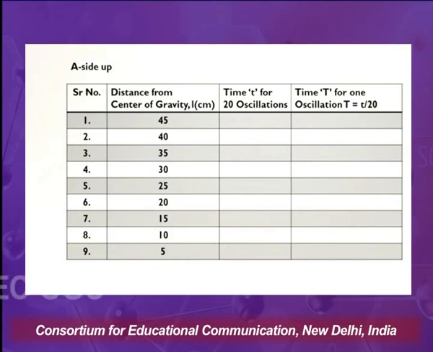And you know very well that if we know the time for the oscillations, we can easily calculate the time period. So in the third column, we denote the time period by capital T, and capital T equals small t by 20. Accordingly, you can calculate all the values in the third column. So you get all the time periods for 45, 40, 35, 30, 25, 20, 15, 10 and 5 centimeters. So your A side observation is complete.